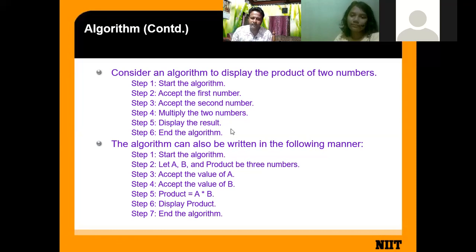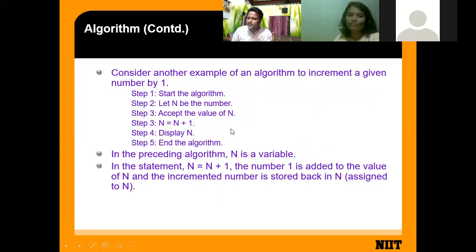Next, here is a simple algorithm to increment a value by 1. We have to find out the next value. So how do you find out the next value? First of all, you have to accept one value. Start the algorithm. Let n be the number, any number. Then for getting the next number, n equals n plus 1.